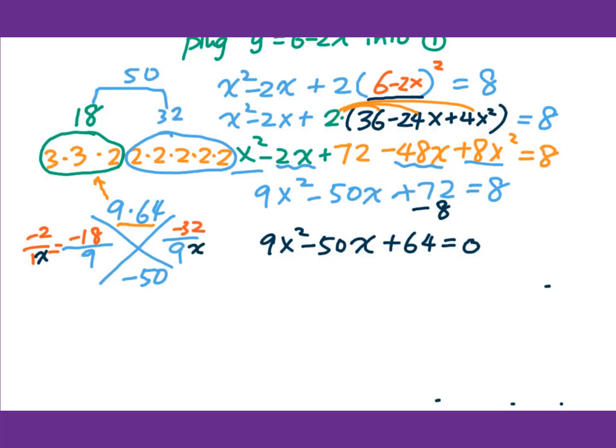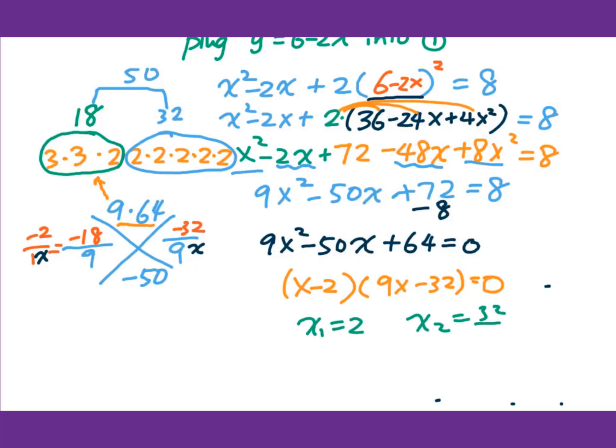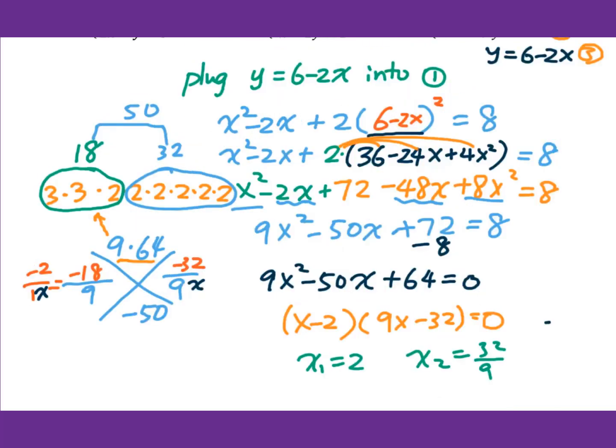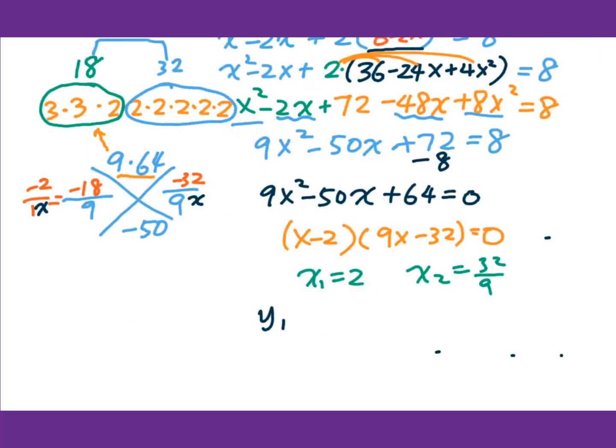So we get x minus 2 times 9x minus 32 equal to 0. Your x1 equals 2, x2 equals 32 over 9. Then you need to plug x into this equation 3, y equals 6 minus 2x. Therefore, y1 equals 6 minus 2x.